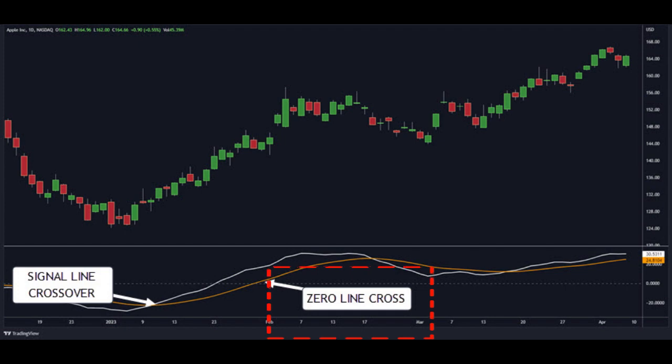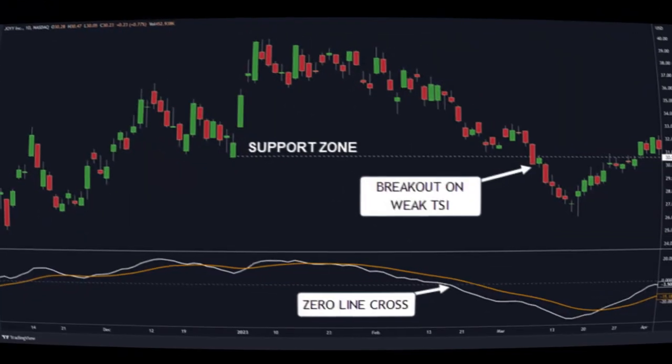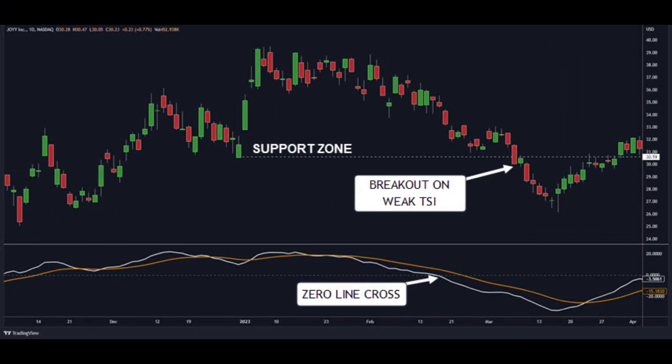We have zero line crossovers. This is when the TSI line crosses above the zero line. Bearish is when it crosses below the zero line. So we have the crossovers, but we can also use breakouts and oversold and overbought levels and divergence to analyze the TSI and get some trading signals.